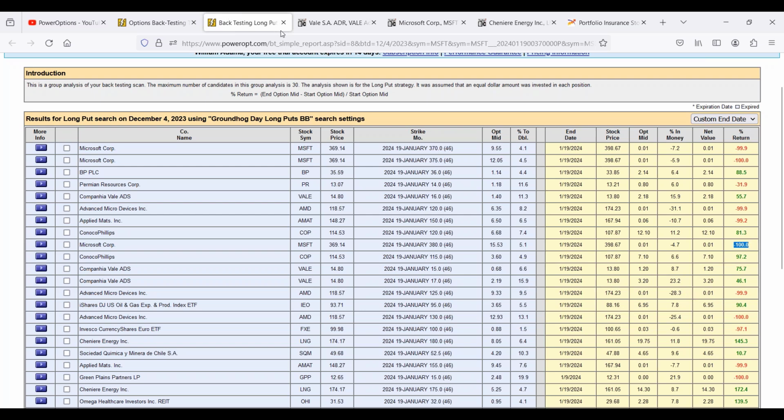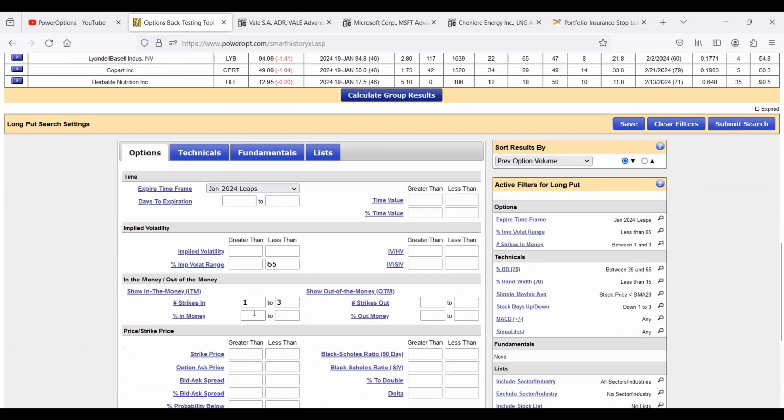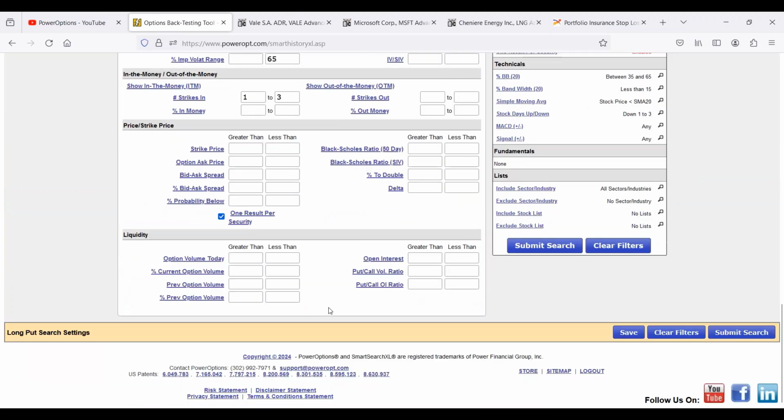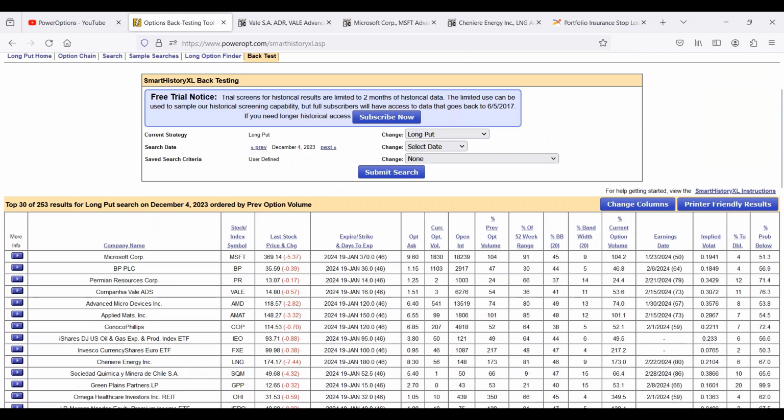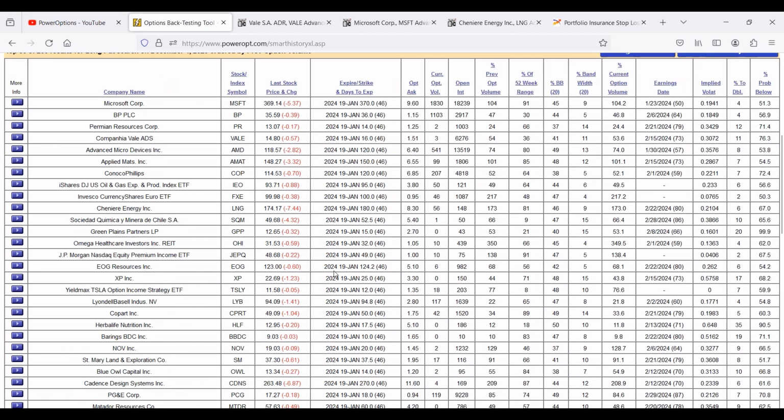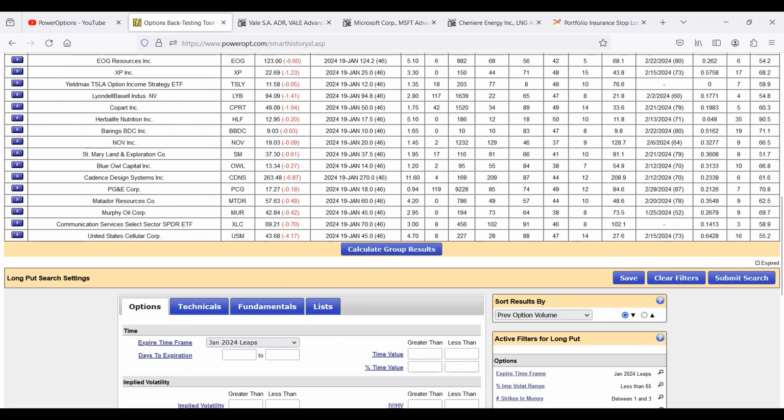Actually, let's narrow that down again. What I'm going to do now is just take one result per security. I probably wouldn't have bought multiple strikes for Microsoft. I should have done that in the beginning, but I wanted to see how many we got. So now we've got it down. There's one result per security. Now let's calculate the group results.